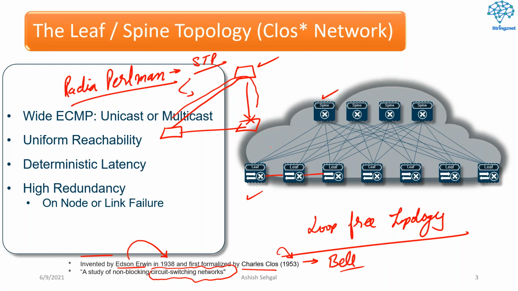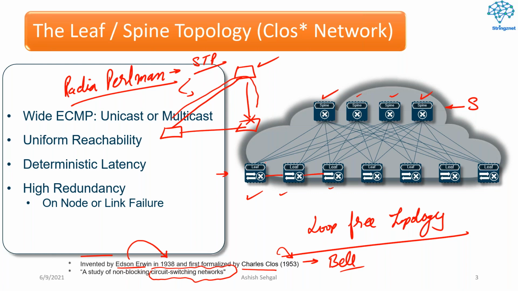Why is it so? This topology is based on connectivity between two layered devices. The upper layer devices are known as spine switches. You can see it's written spine switches. And the bottom layer devices are known as leaf switches. My dear friends, here we don't have anything related to our traditional terminologies called core, distribution and access layer. We just simply call it spine and leaf architecture.